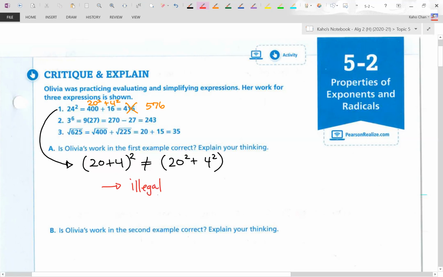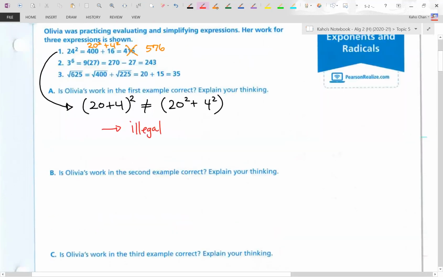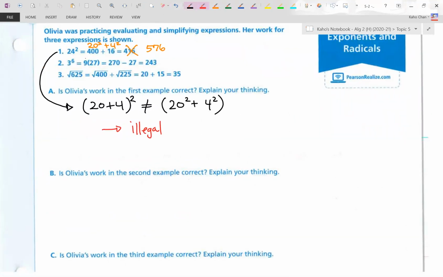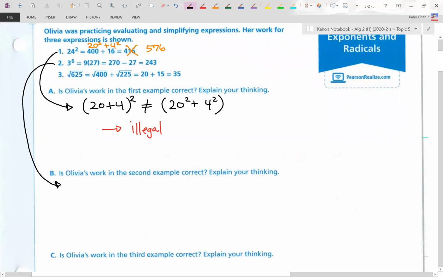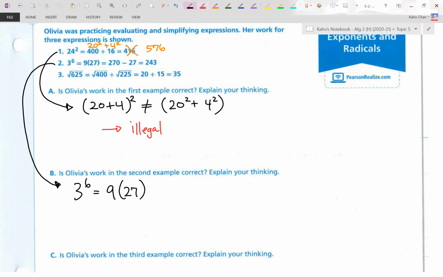How about the second one? What's going on there? 3 to the 6th power equals 9 times 27, and that equals a 270 minus 27. Interesting. Now, I don't know where she got 9 times 27. That's where the mistake is for that one. Let's go ahead and bring that down here. Three to the 6th power, she's trying to say it's 9 times 27, but 9 is 3 squared, isn't it?